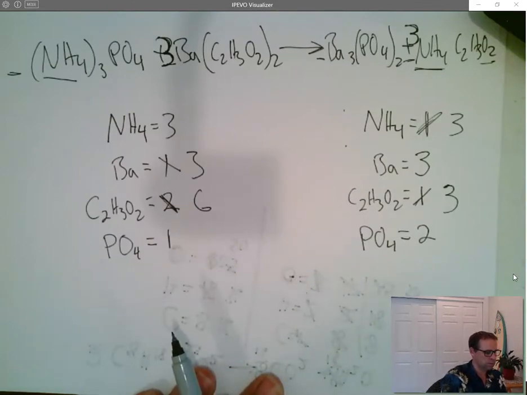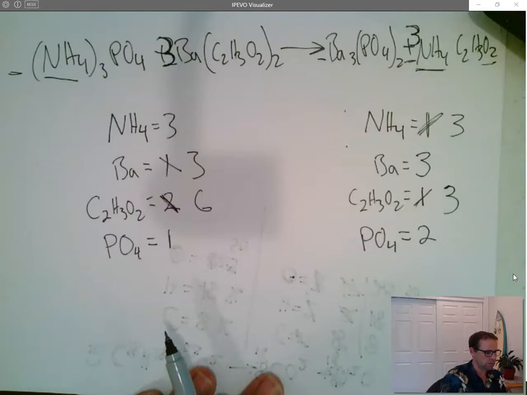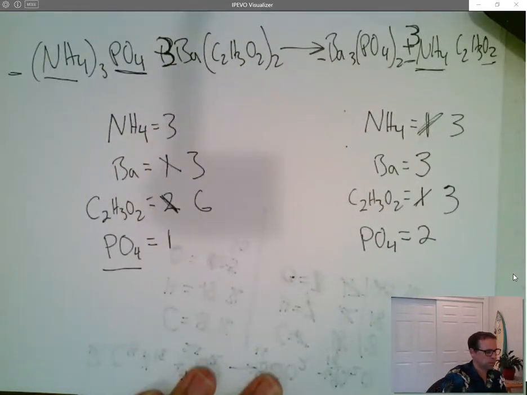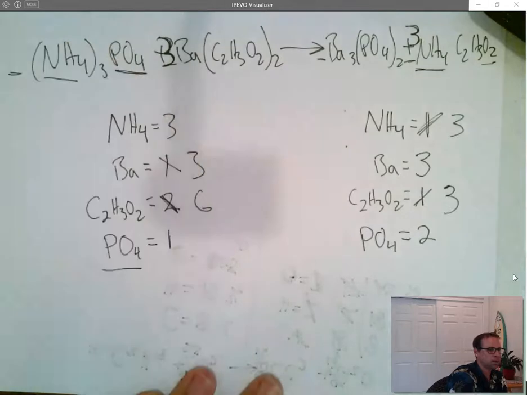Now can we just cross multiply on that? Well, I guess we just got to keep working until we get these the same. So we got some phosphate issues here. How are we going to adjust that? Here's the phosphate up here, right? Yeah, I see it. Looks like we're going to have to put a 2 here, right?